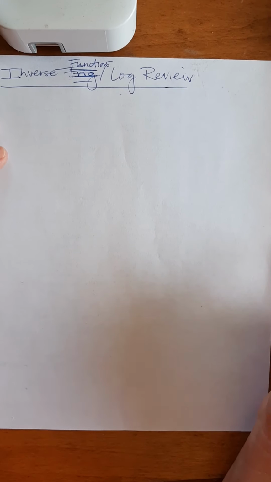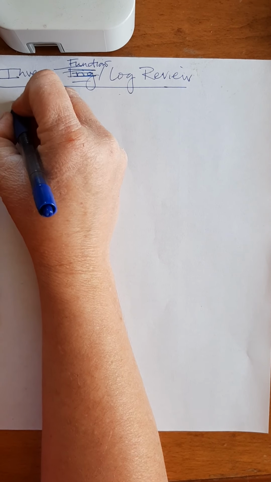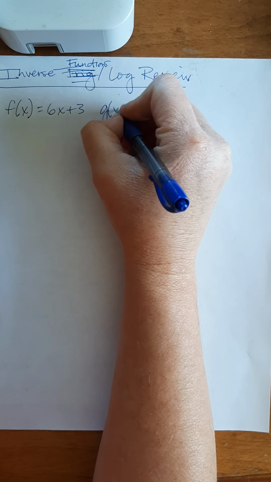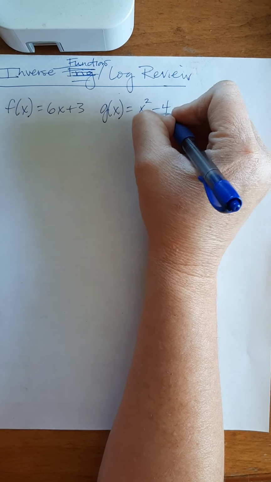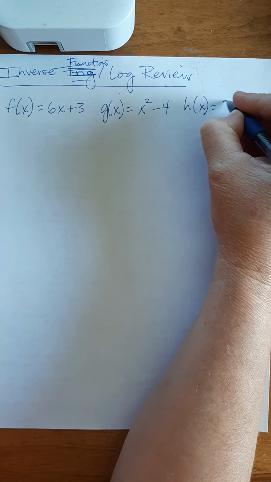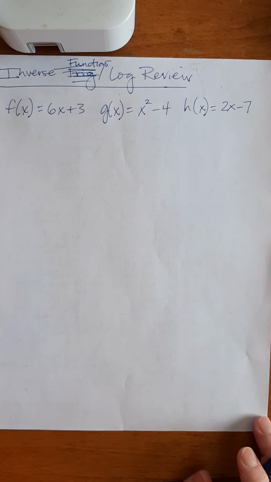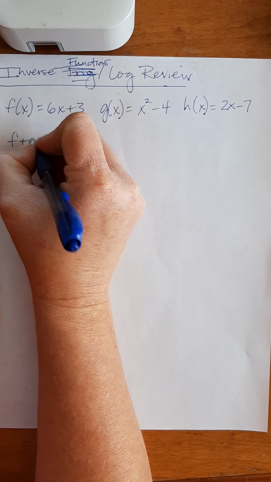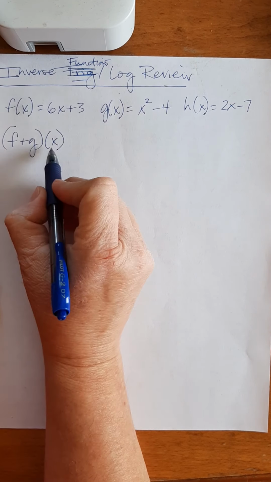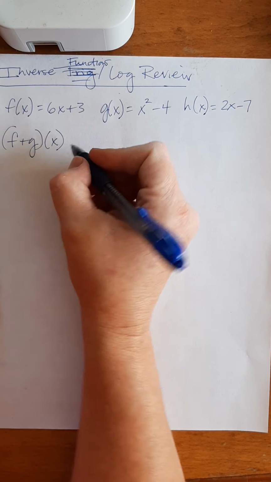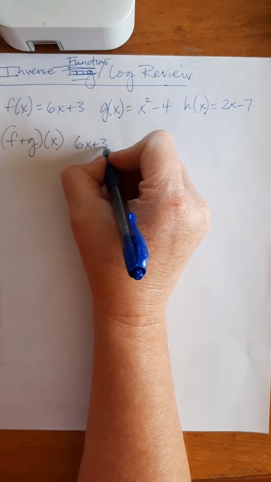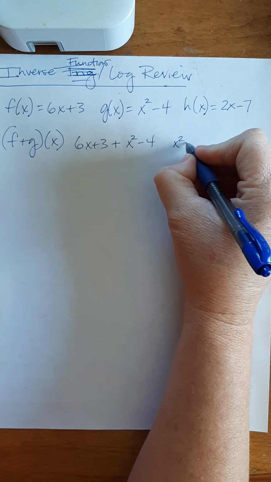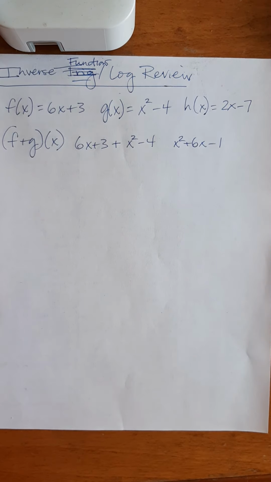Inverse functions log review. Well, the first part, remember, is just functions in general. Like if I gave you this, we'll say this, and I wanted you to do different operations with them. Like if I said f plus g of x, so remember you're looking for an expression. You're just going to take f, which is 6x plus 3, plus g, x squared minus 4, add like terms, x squared plus 6x minus 1.